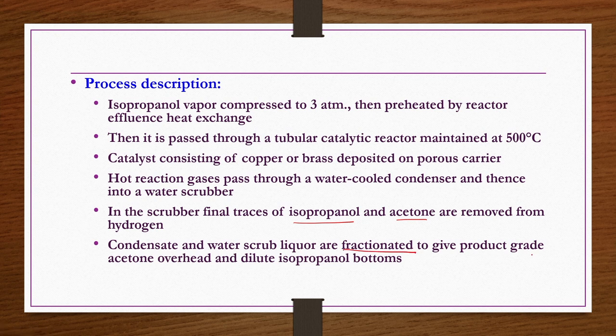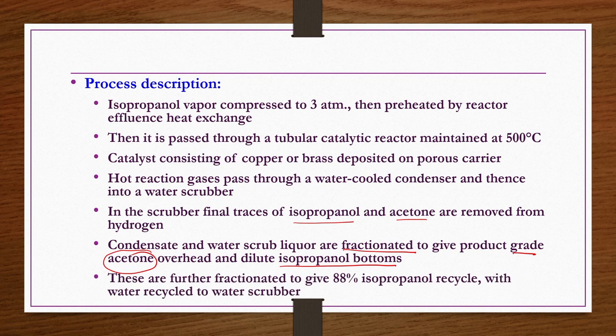then condensate and water scrub liquor are fractionated to give product grade acetone as an overhead product, and then dilute isopropanol you can get as bottoms. This isopropanol may be further fractionated to get 88% isopropanol, which you can recycle, whereas from the bottoms you get the water that can be recycled to the water scrubber as explained in the flowchart.